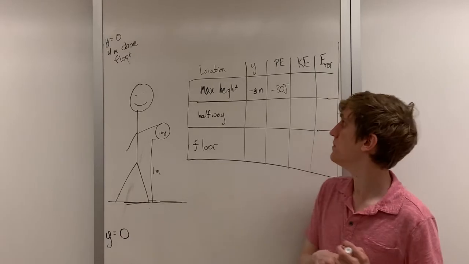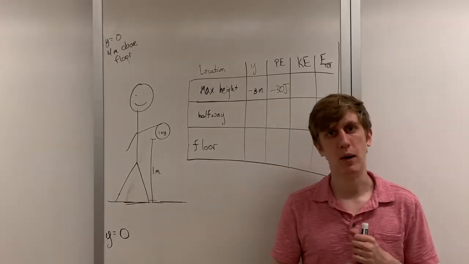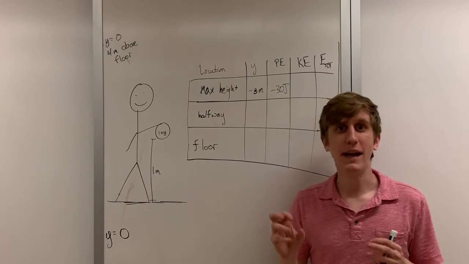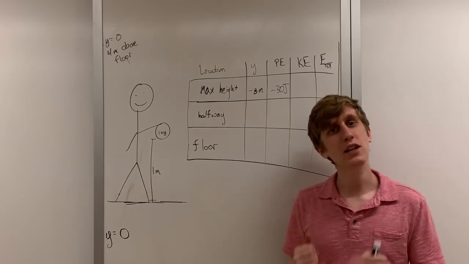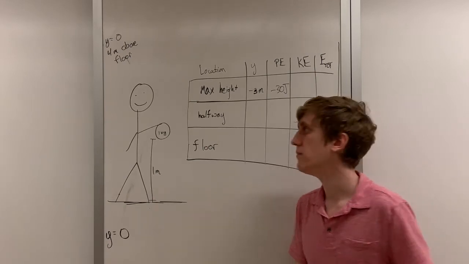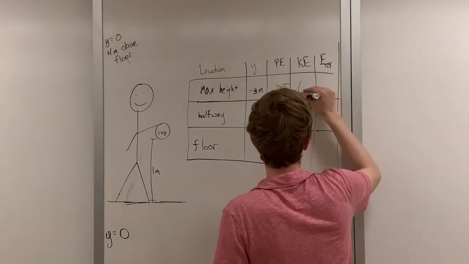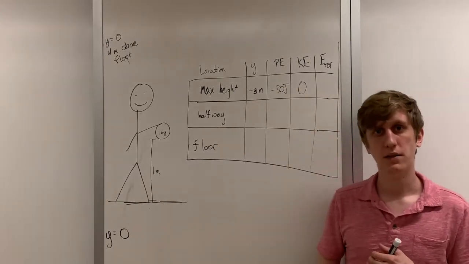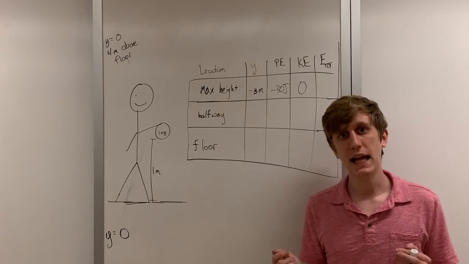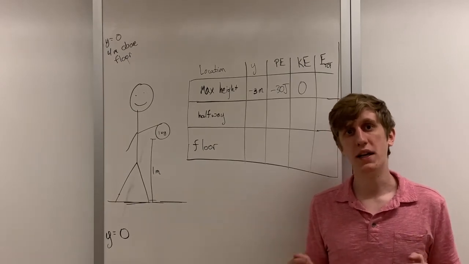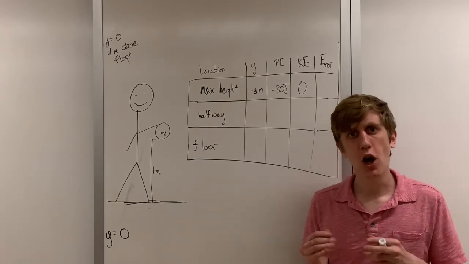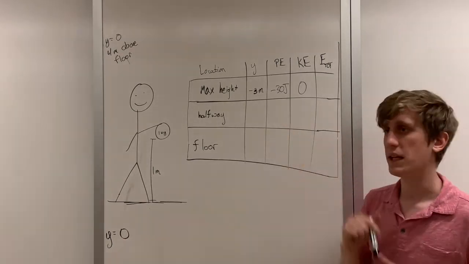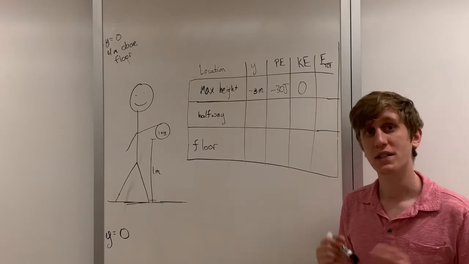What about the kinetic energy of the ball at this point? Well, we know that the ball is being dropped from rest, and so the initial kinetic energy is just 0. So what's the total energy for this object? Gravitational potential energy and kinetic energy are the only quantities we're considering. And so the total energy is just one plus the other, negative 30 plus 0, which just equals, of course, negative 30.